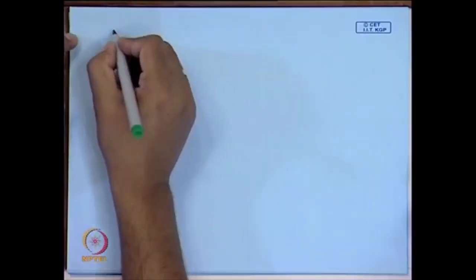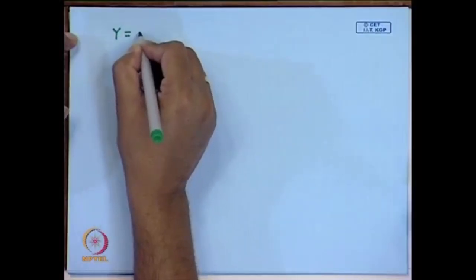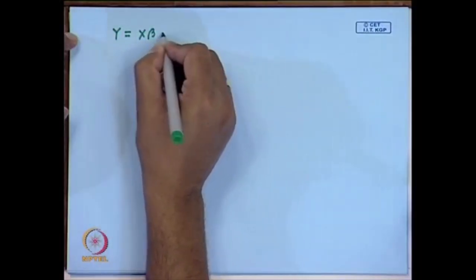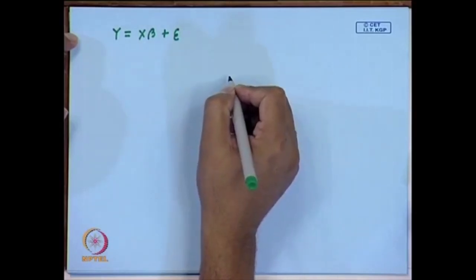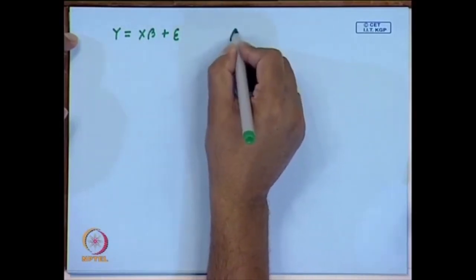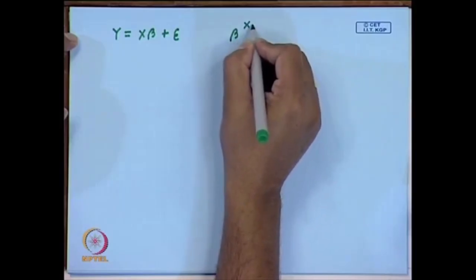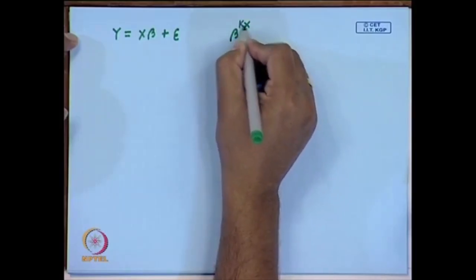Well, in general I have the model y equal to X beta plus epsilon, and my beta is a k cross 1 vector.